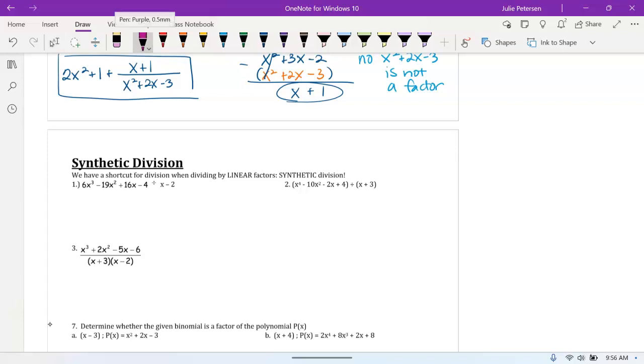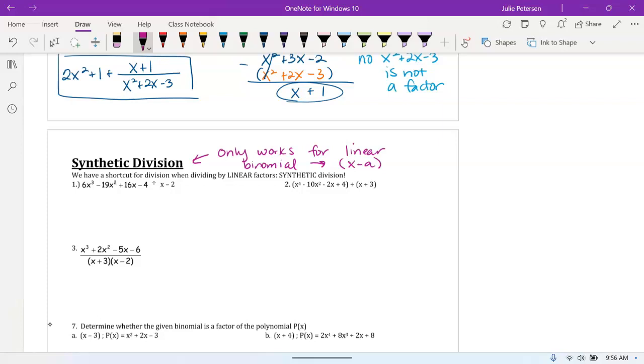So let's just make a little note here. It only works for linear binomials. What's a linear binomial? A linear binomial is one of the factors we're used to seeing, x minus a. Right, so it wouldn't work for the problem that we last attempted where we were dividing by a quadratic. We can't do synthetic division this way.